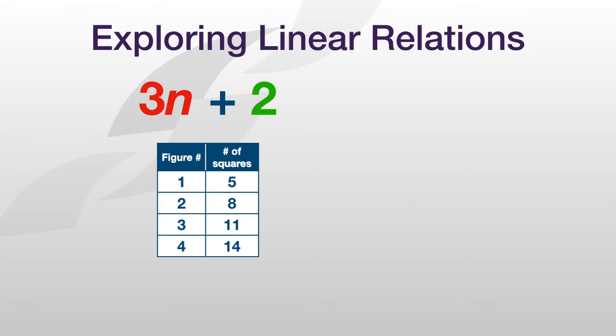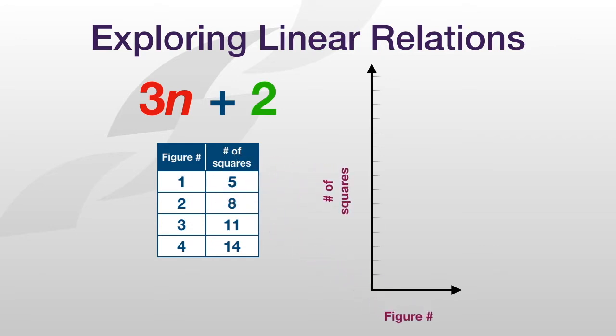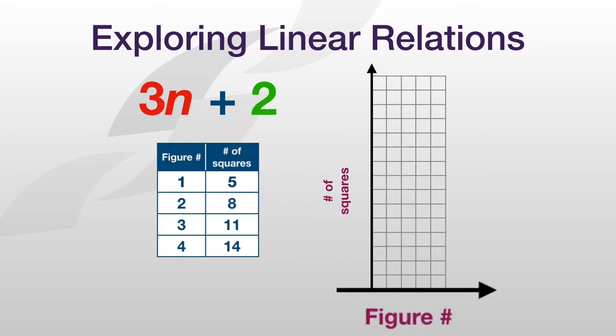So far, we have seen this pattern represented visually with the squares, numerically in a table of values, and algebraically with the expression 3n plus 2. Next, we will explore how to graph this expression. We begin by drawing 2 rays, which are called axes. Next, we label the axes. The left column is represented by the horizontal axis, and the right column is represented by the vertical axis.